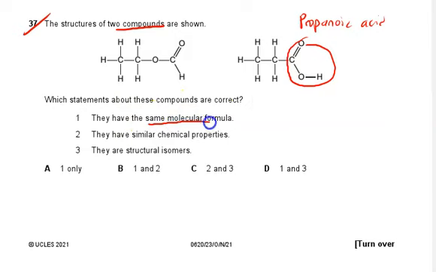They have a same molecular formula. Yes, it is. They have the same molecular formula. And due to their position, if you look at here, due to their position, they have a different chemical properties. Both of these is not the same, but they can be assumed as isomers. So it's 1 and 3, D.